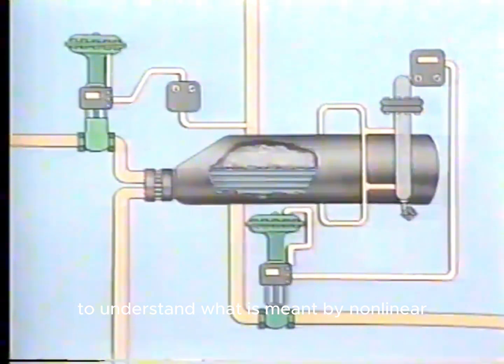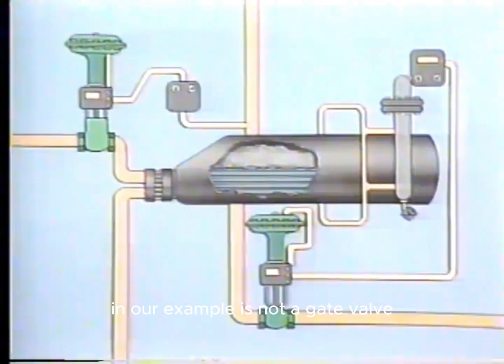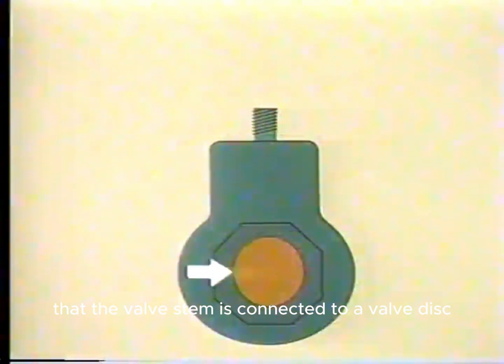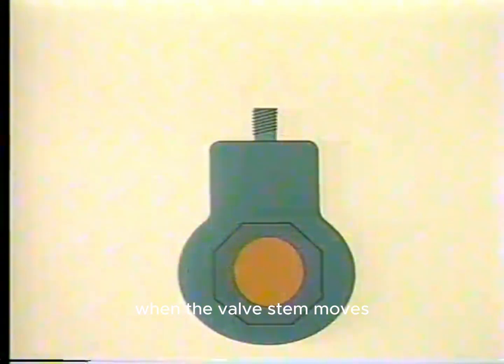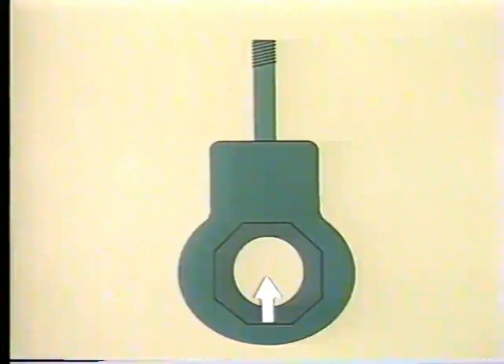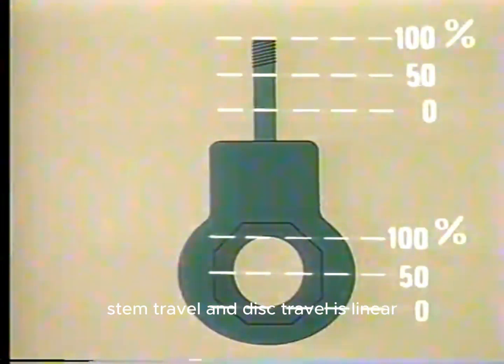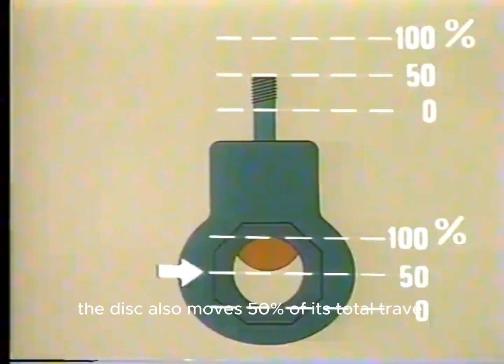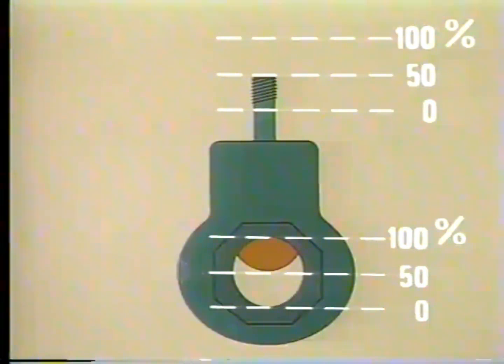To understand what is meant by non-linear, let's take a look at an illustration of a gate valve. The valve to regulate steam flow in our example is not a gate valve, but a gate valve is useful to explain what nonlinear means. We can see in this side view that the valve stem is connected to a valve disc. When the valve stem moves, the valve disc moves with it to manipulate flow through the pipe. The relationship between stem travel and disc travel is linear. When the stem moves 50% of its total travel, the disc also moves 50% of its total travel.